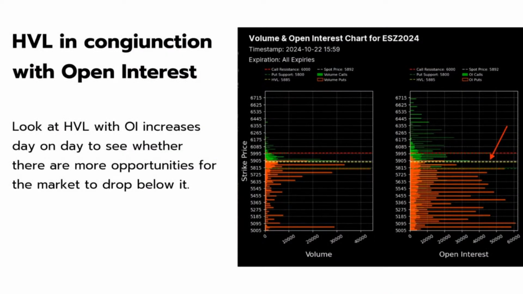Then one thing that we need to do is obviously look at the high vol level with the open interest. So we want to look, for example, if we've seen an increase of open interest day by day, to see whether there are more opportunities for the market to drop below the high vol level. So here we see a lot of red, very wide bars below the high vol level on the right hand side. And so you can understand, okay, where is the market positioning itself, and what happens if the price were to drop below those levels? How many option contracts are there? What could be the effect?